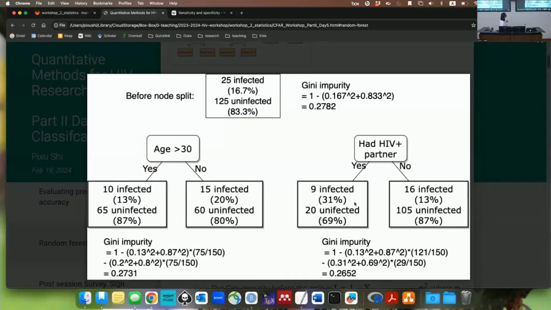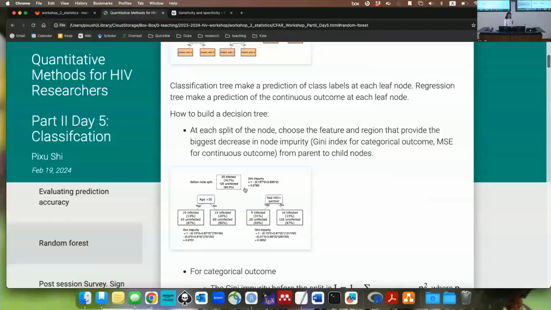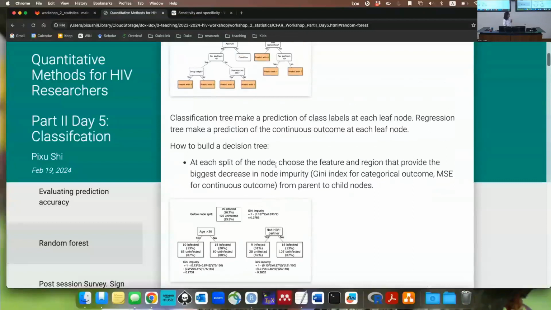For this split, the number is 0.26. So apparently this one has a bigger decrease of the Gini impurity. Between those two, which tree split would you choose? On the right.